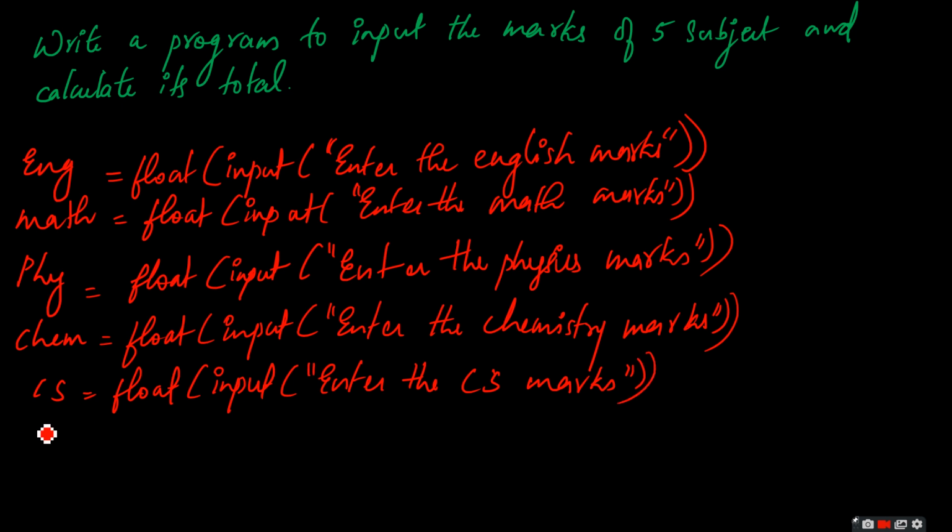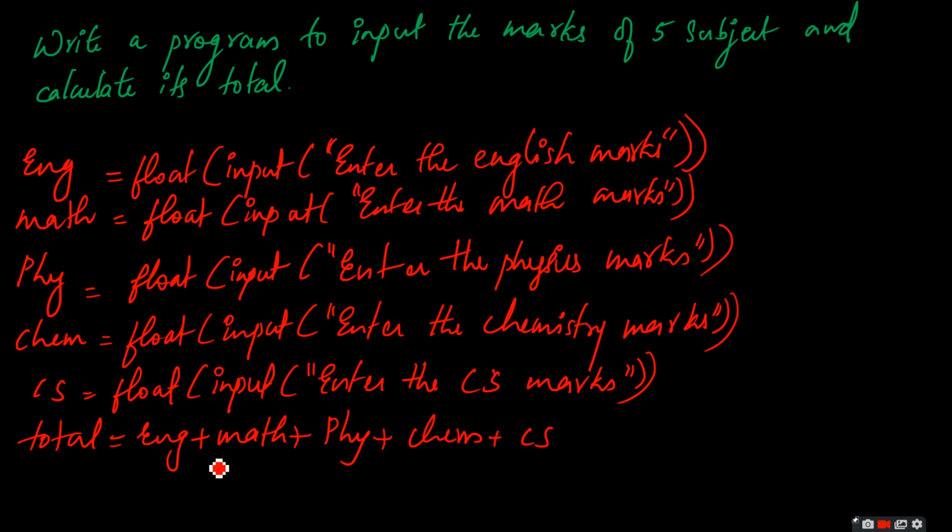After inputting, we have to perform the calculation. We can write like this, total equal to English plus math plus physics plus chemistry plus CS. Now see here, you have to give the same variable. If it is in capital letter English, you have to give it as such. Now here E is capital, other is small letter. So you have to give the variable names exactly the same you have used in the input function. While you are inputting, whatever the case of the variable is, you have to mention the same while you are doing the calculation.